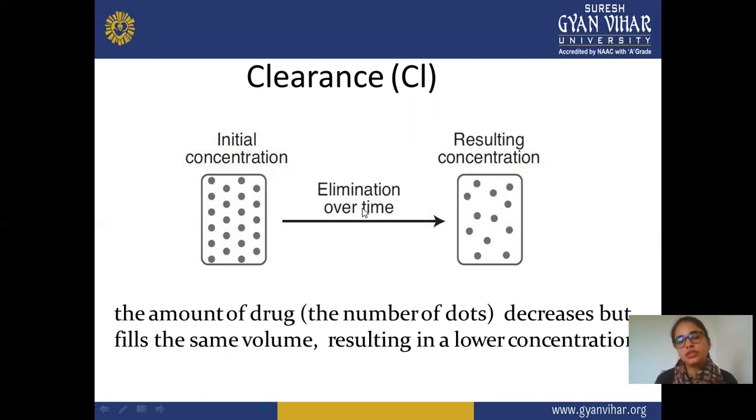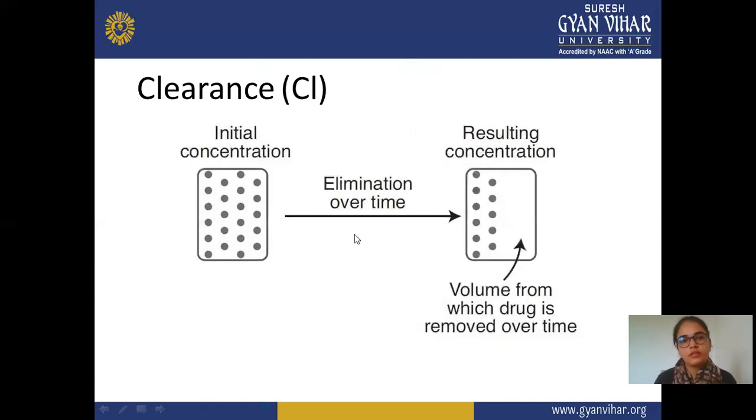This is elimination over time. In this, the number of dots decreases and fills the same volume, resulting in lower concentration. The dotted amount of drug decreases due to the lower concentration, for the same volume. In the second diagram, the dotted line shows the initial concentration, and the resulting concentration gets lower due to elimination over time. So elimination over time reduces the concentration of your drug, in the volume from which drug is removed over time.